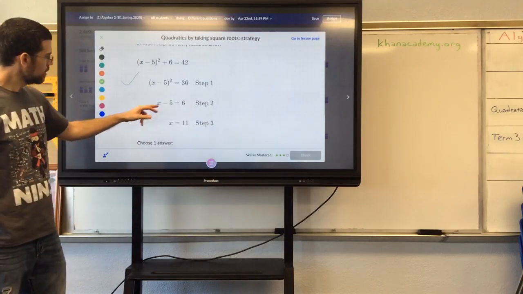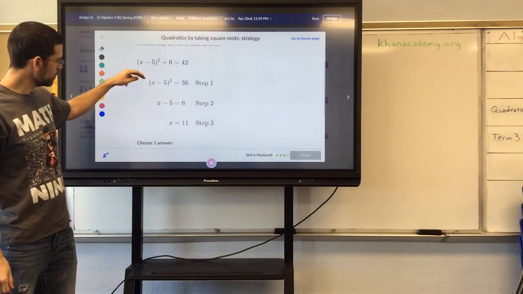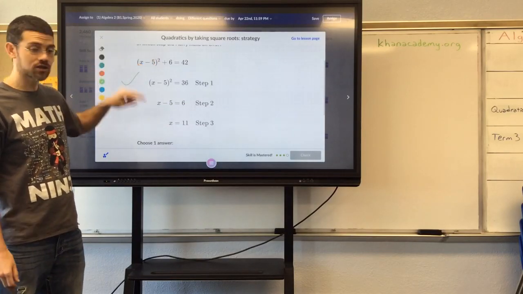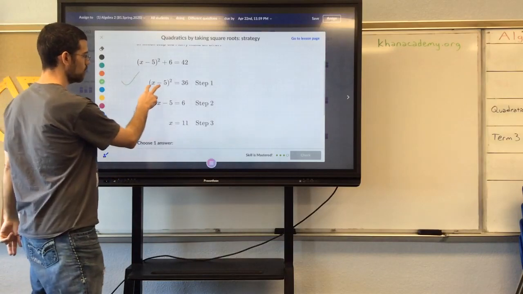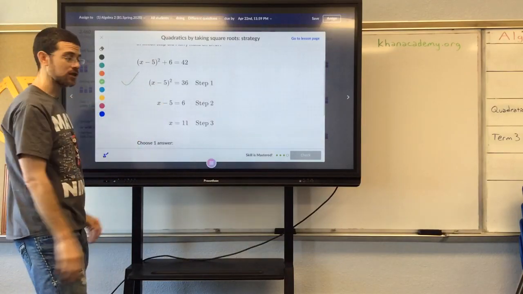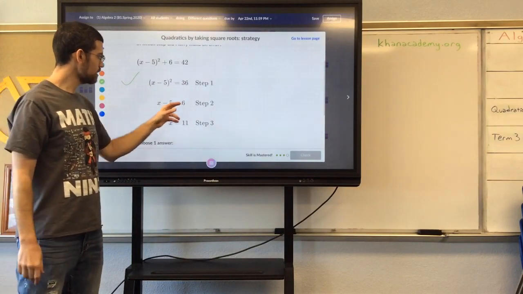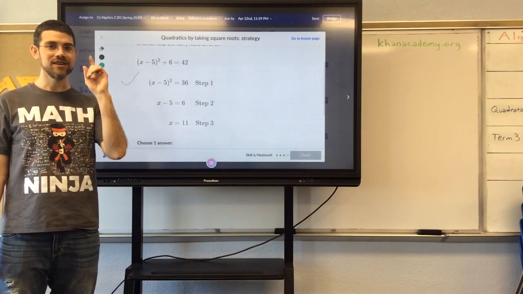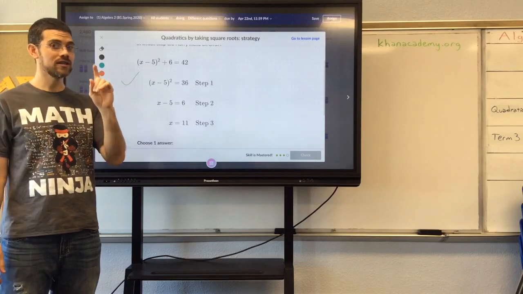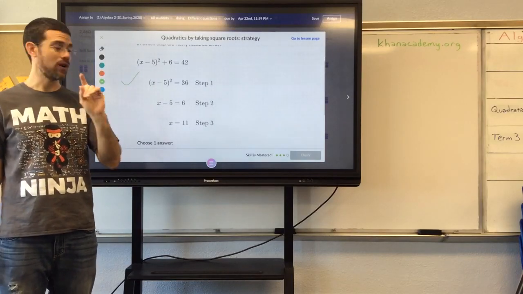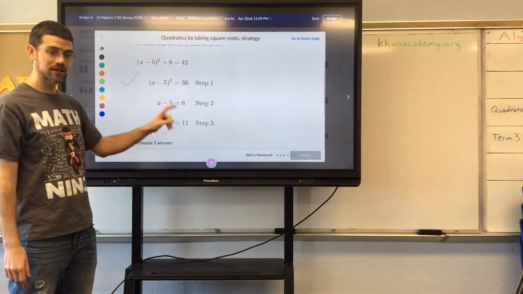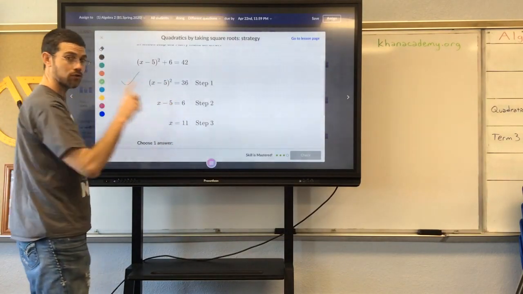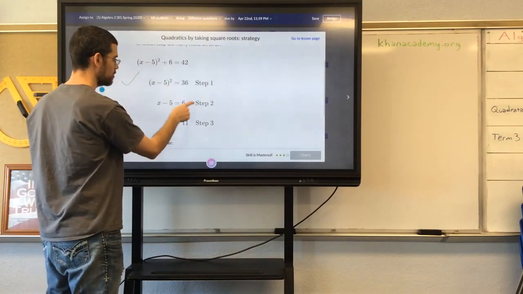Good. Step 2. Looks like we lost the square, which means we're taking the square root. So the square root of x minus 5 squared is x minus 5. That's good. The square root of 36 is 6. But it's also possible that it's the negative, right? Negative 6 times negative 6 is also 36. So this is only one of the 2 solutions of step 2.